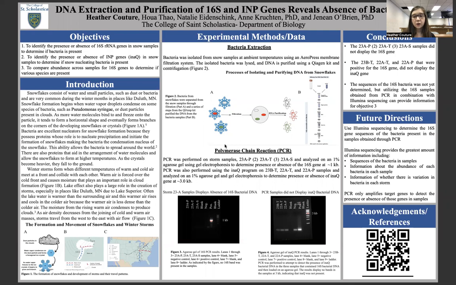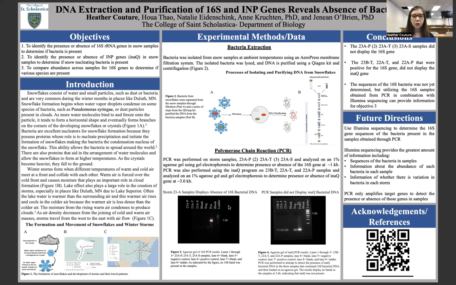From there, we performed PCR on the samples. PCR was performed on the 23AP, 23AT, and 23AS samples. Those samples were loaded onto a 1% agarose gel and run on gel electrophoresis to determine the absence or presence of the 16S gene, which would be indicated on the gel with a band around 1 kb.